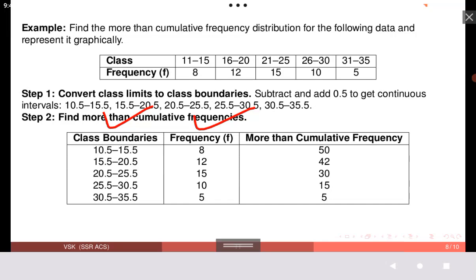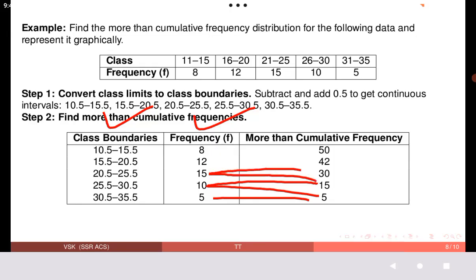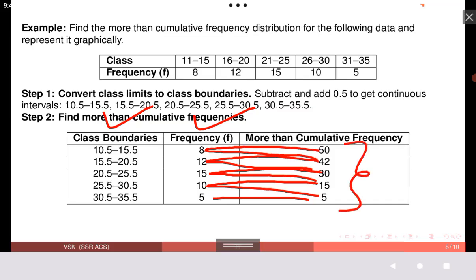And we know we are going to find the more than cumulative frequency. So as I told, how will we find it? First entry will come as it is. Then 5 will be added in 10, so it will become 15. 15 will be added in 15, so it will become 30. 30 will be added in 12, so it will become 42. And 42 finally will be added in 8, so it will become 50. So by this way, we have found these more than cumulative frequencies.